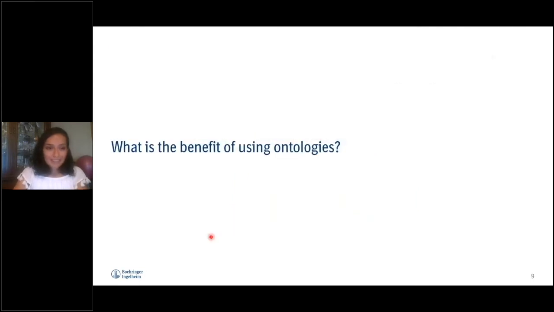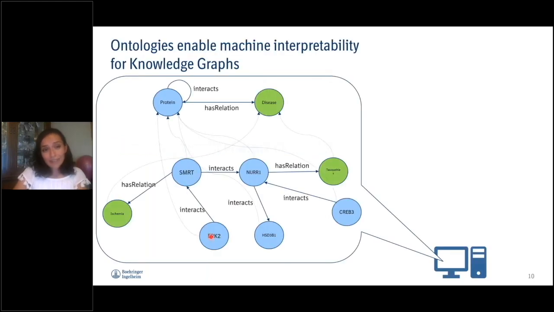So maybe you would ask right now, what is the benefit of using knowledge graph ontologies, and why don't we just use networks? So here are some facts. The first one is that ontologies enable machine interpretability for the knowledge graph.